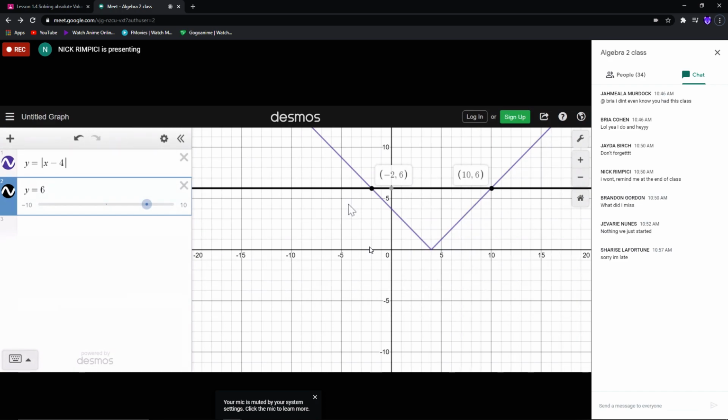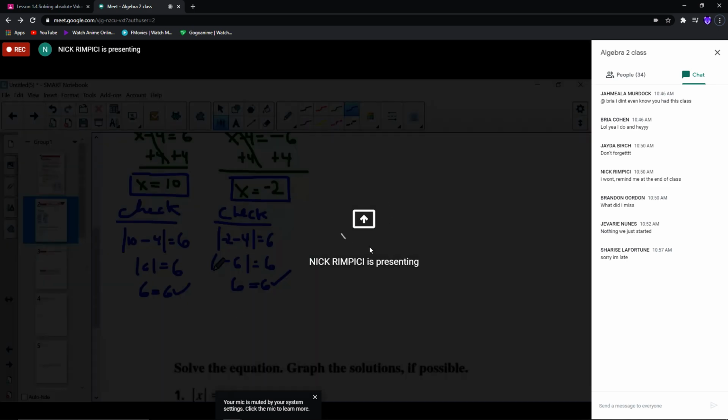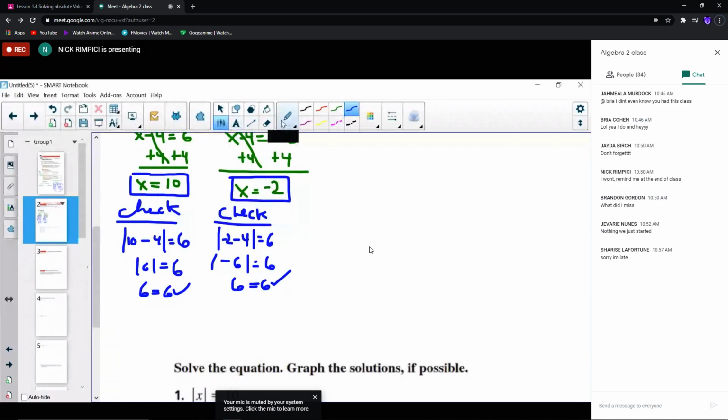Those are the answers that I had. I had negative 2 and 10. So I got the same answers using the graphing calculator that I got doing it algebraically. And that should be the case. That should always be the case. Okay, I'm going to go back to the notebook now, and underneath this, I'm just going to draw what we saw in Desmos really quick so that it's in my notebook.